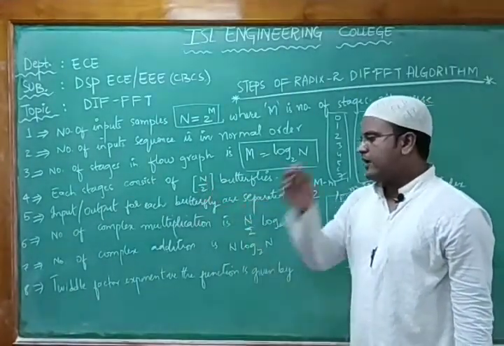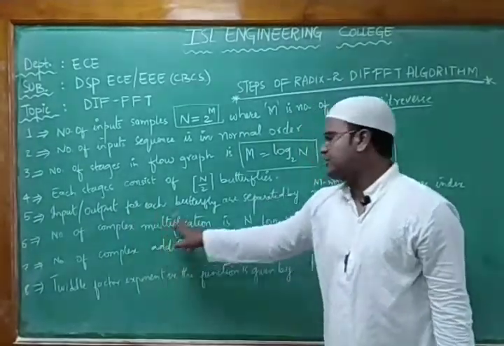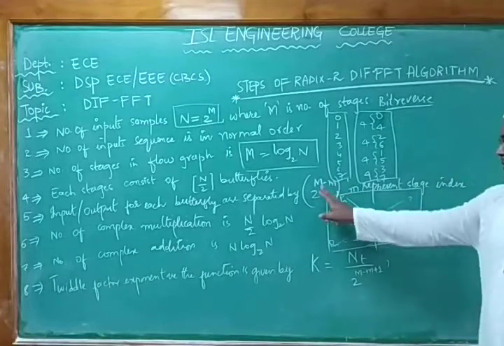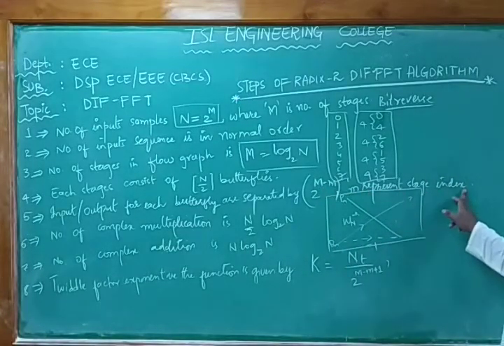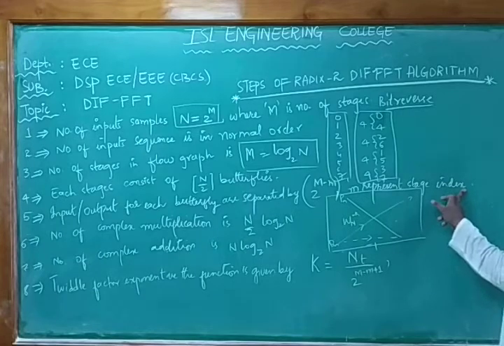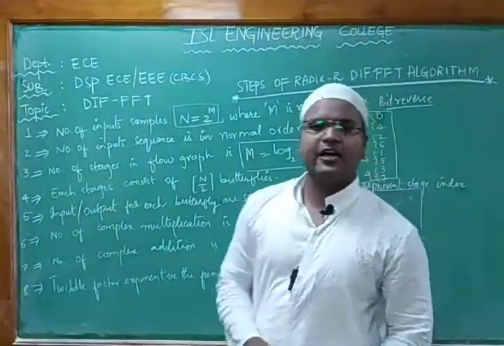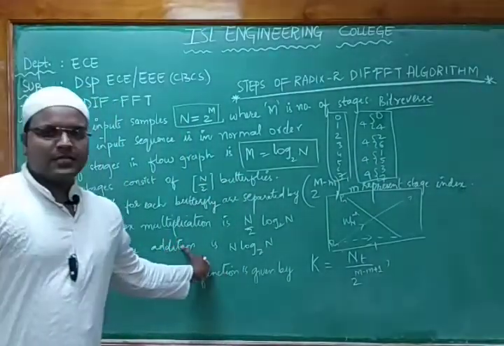Clear? Likewise, next thing, to write the input and output for each butterfly, which are separated by 2 power capital M minus small m, where small m represents the stage index. That means m is equal to 0 is the 0th stage, m is equal to 1 is the first stage, then second stage, third stage. Like this, we take all the stages of DIF FFT. Likewise, we know this thing, what is complex multiplication?